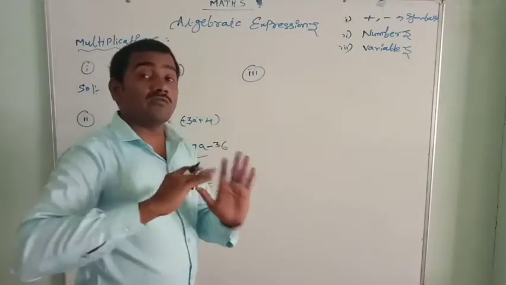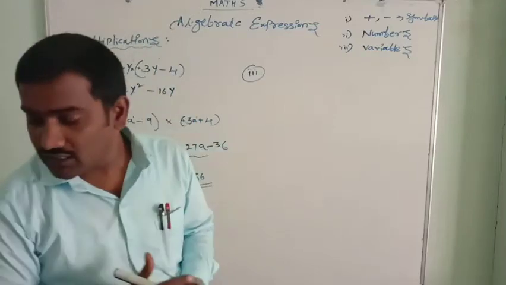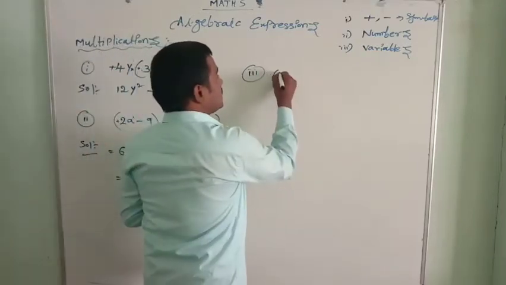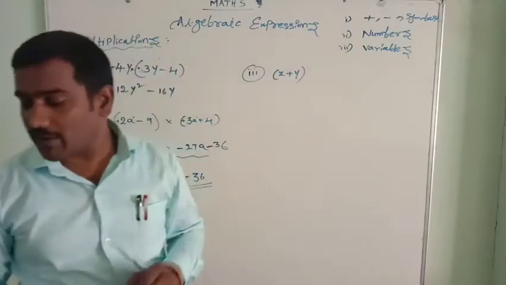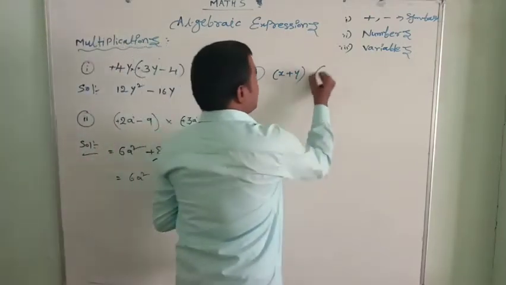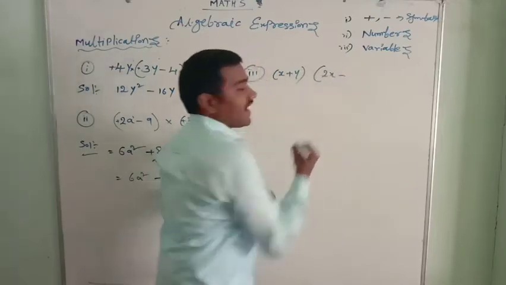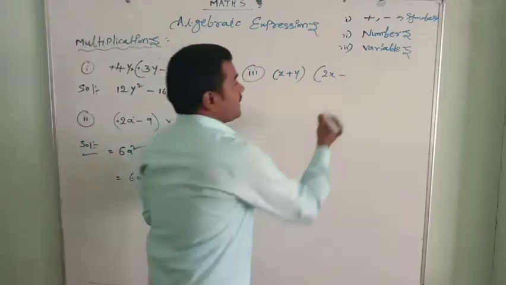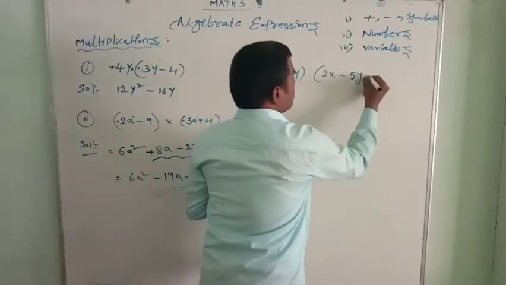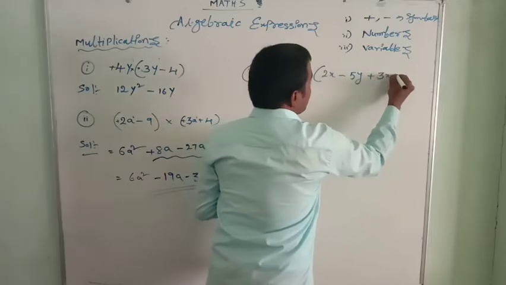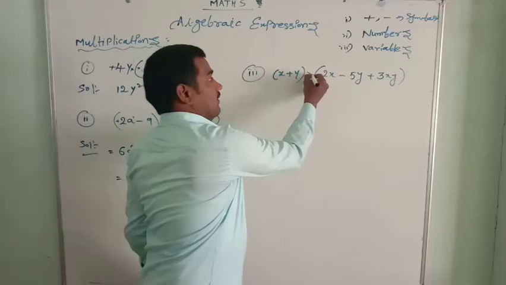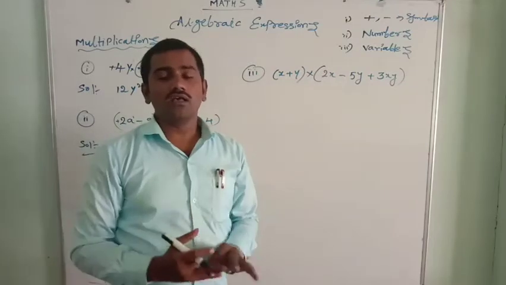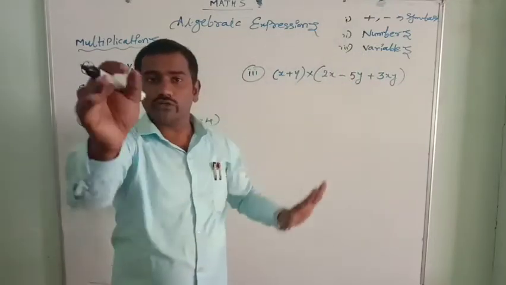So here I will take a binomial into trinomial. That is first x plus y. X plus y is a binomial. Here I will take 2x minus 5y plus 3xy. Binomial into trinomial. Simple. The same process we need to do.